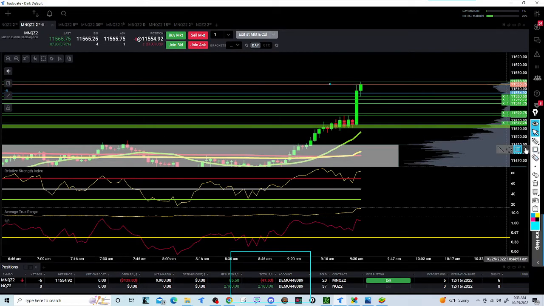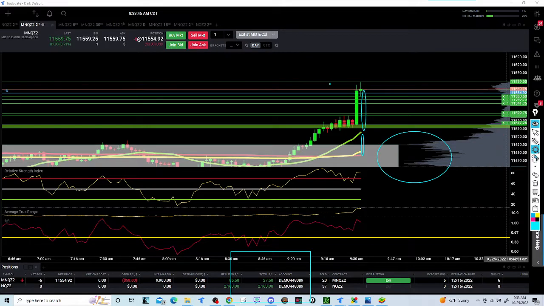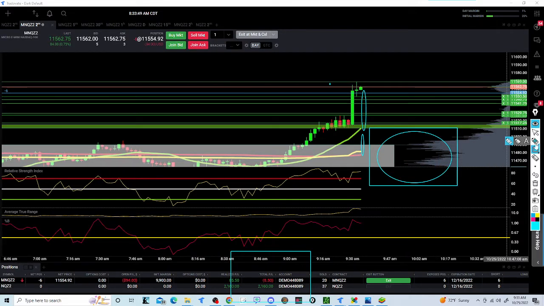But again, the odds are in our favor. We have so much space, right? So much space below us. We gapped outside of that. We now have a gap to fill below us. But like I said, we could come and see that, right?